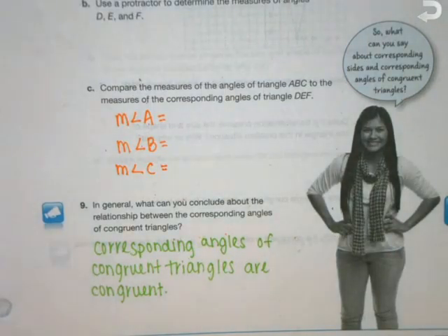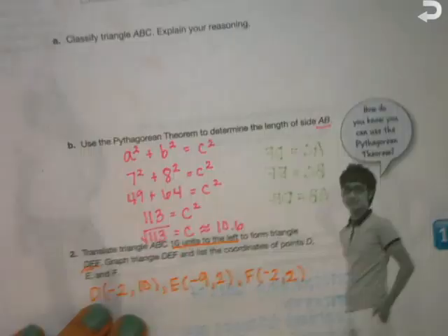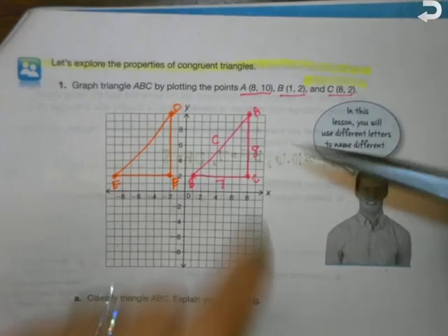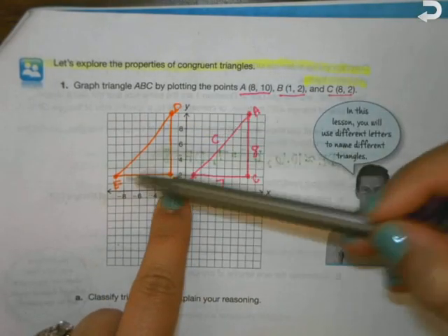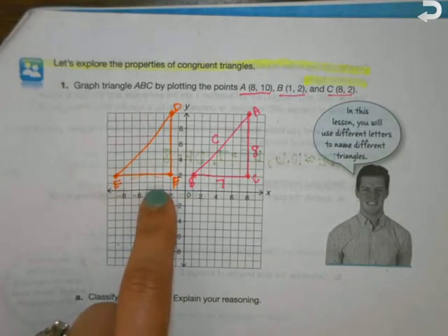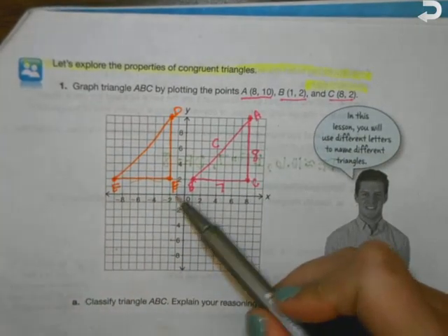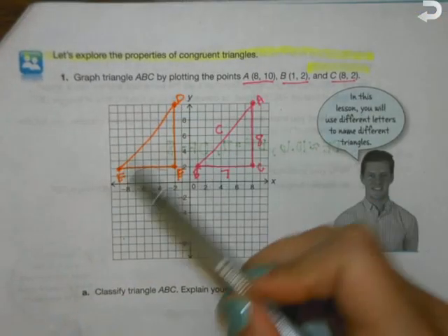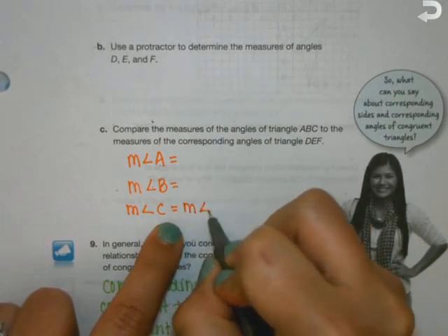So using what we know, if the measure of angle C is 90 degrees, which angle measure in triangle DEF corresponds to angle C? Which one's also 90 degrees? This one right here, which is F. It looks like E, it's really F, because it goes DEF. So the measure of angle C is equal to the measure of angle F. So let's write that one.